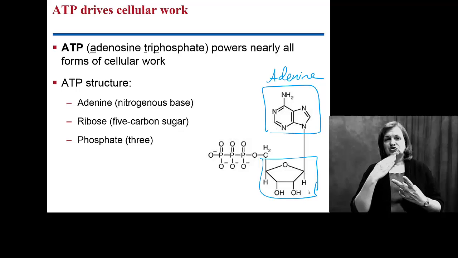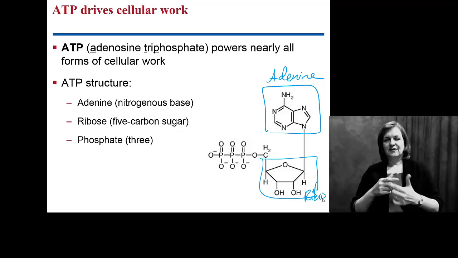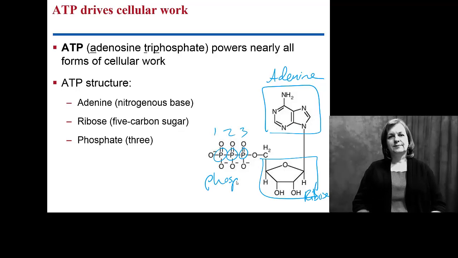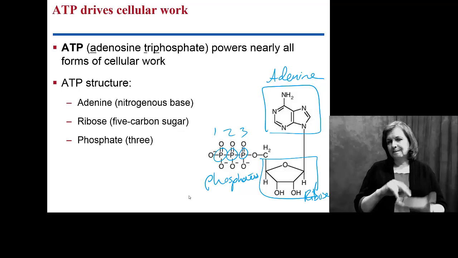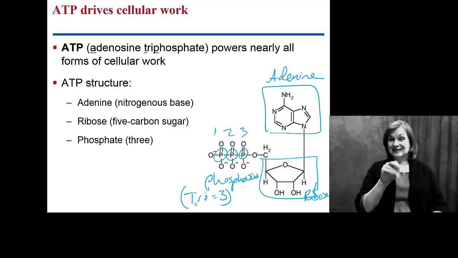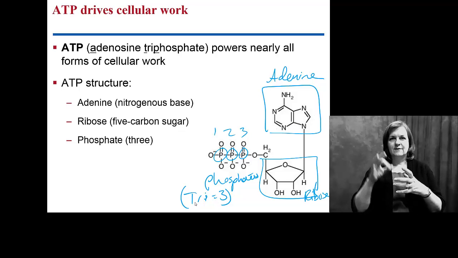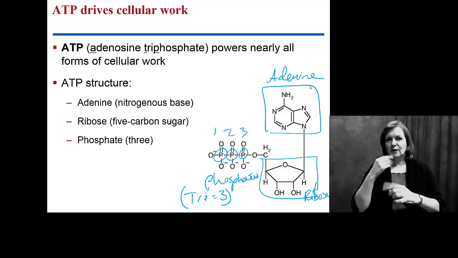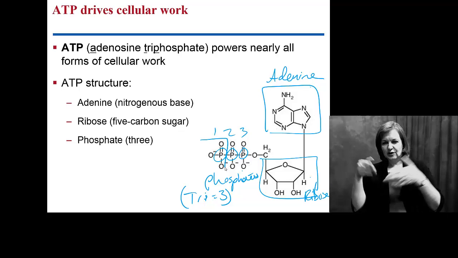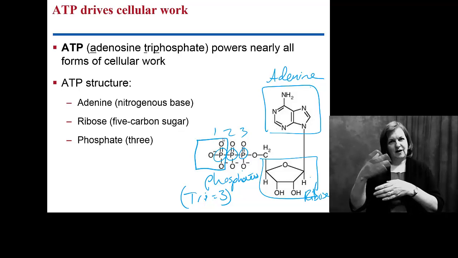We have a ribose, or a sugar, and then we have 3 phosphates. So tri equals 3. So adenosine triphosphate is this group of the adenine plus the sugar plus 3 phosphates. Our focus in biology is this phosphate on the end.